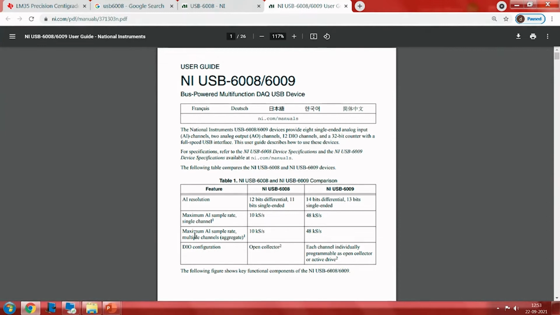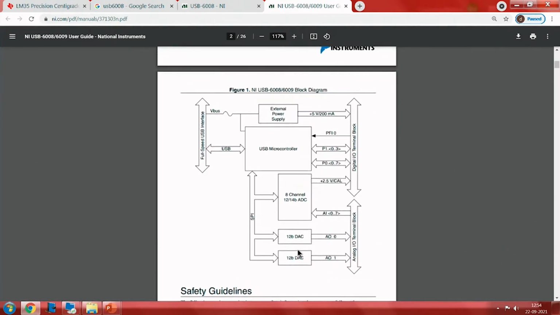Then the maximum analog input rate, AI meaning analog input, when we are using multiple channels is also 10 kilosamples per second. In case you require more sampling rate, there is another USB device called the 6009. Now the internal circuitry, the block diagram, looks in this way.